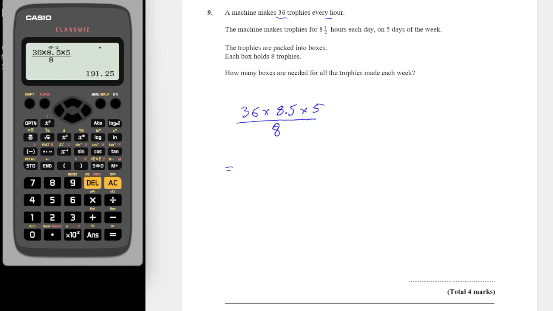So we get 191.25. So how many boxes are needed? Well, we've got enough for 191 and we've got some extra. So we'd actually need 192 boxes.